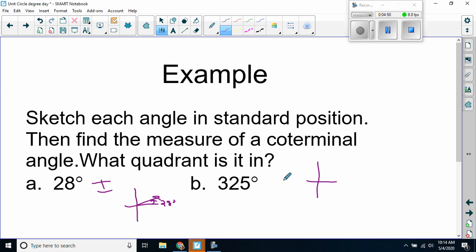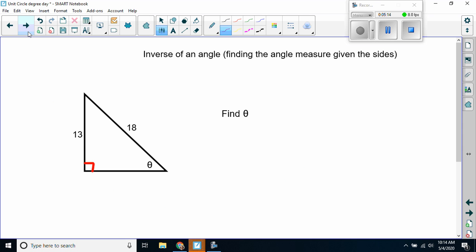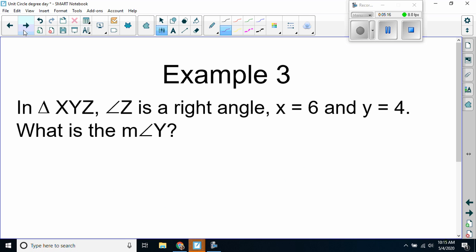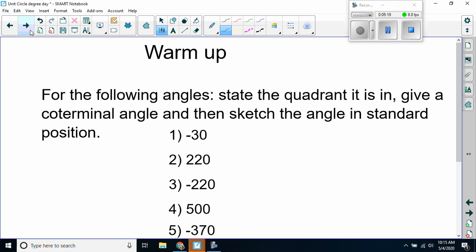325 degrees, you know, is in quadrant 4 because it goes past 270, right? So we would go here. My drawings are terrible, but this would be my 325-degree angle, okay, in quadrant 4. Okay, so that is standard position of angles and coterminal, and trying to figure out what quadrant they're in and how to draw them is one of the most important things.